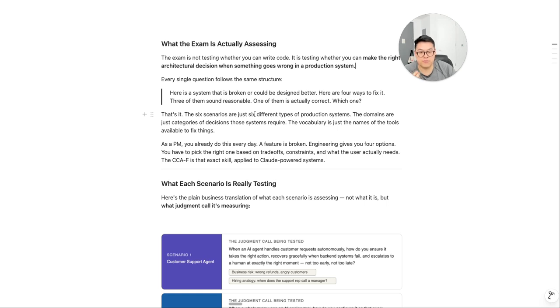Here is a system that is broken, or could be designed better. Here are 4 ways to fix it. 3 of them sound reasonable. 1 of them is actually correct. Which one is it? That's it.